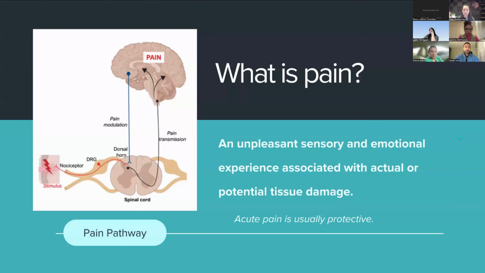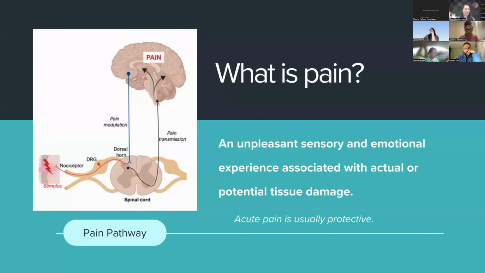Okay, so what is pain? There is this international association called IASP. It's the International Association for the Study of Pain that determines all of these definitions. So they define pain as an unpleasant sensory or an emotional experience that's associated with actual or potential tissue damage, which is kind of interesting because tissue damage doesn't have to occur in order for you to experience pain, right?